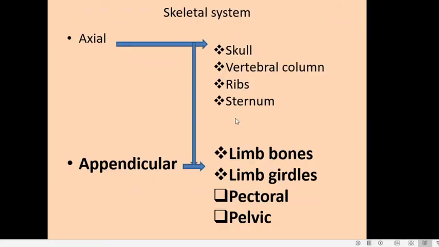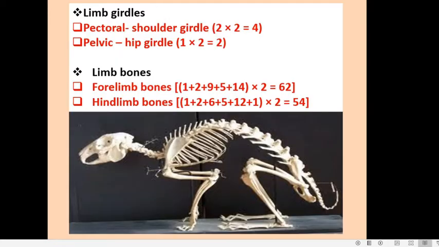Today we will have a discussion on the appendicular skeleton of rabbit. The appendicular skeleton consists of the limb bones and the limb girdles. So first we go to the limb girdles. There are two limb girdles, the pectoral girdle and the pelvic girdle. The pectoral girdle is also called the shoulder girdle and the pelvic girdle is also called the hip girdle.